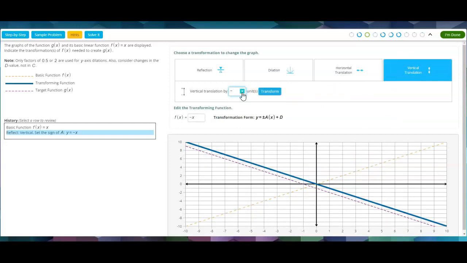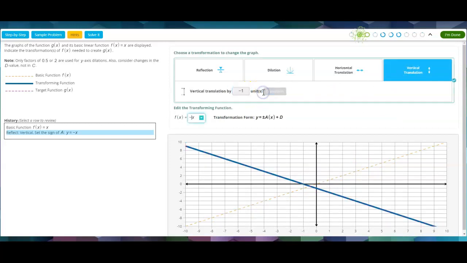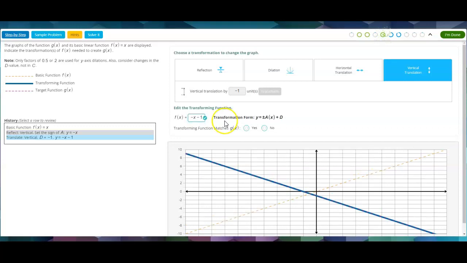It went down 1. Now when you hit the transform button, it should now cover up the purple line that you were trying to get to. And it did, so we're in good shape. And now, what did we do? We went down 1, and that is a yes, we have finished it. So that's how we're going to do it. You can only do one thing at a time, though. You can't type in both the reflection and the vertical translation. You have to do them one at a time for this program.